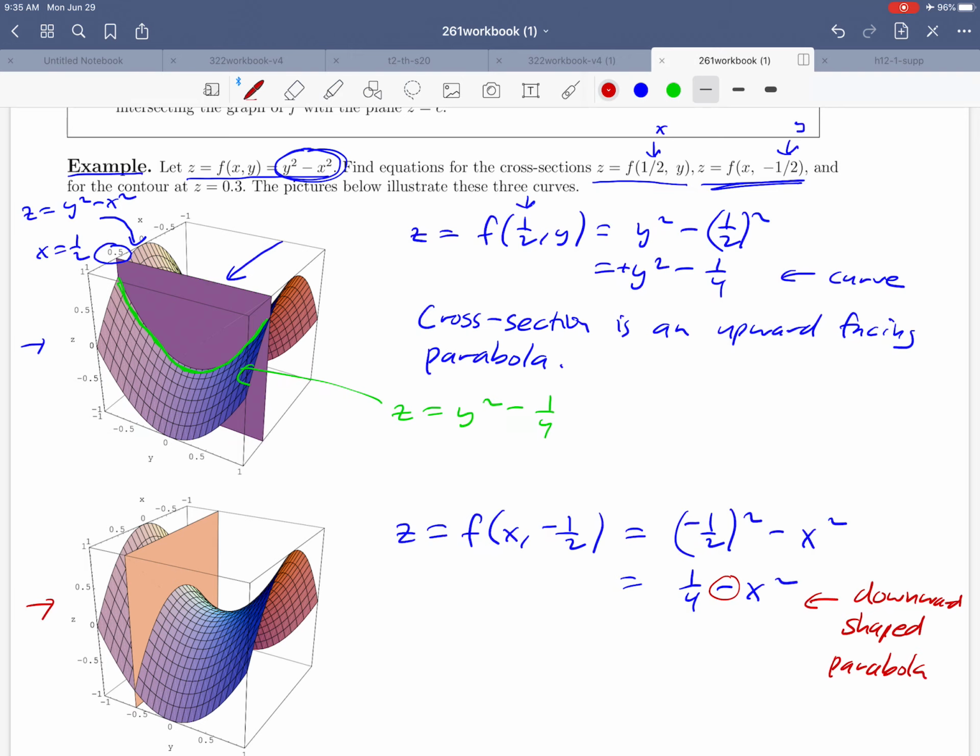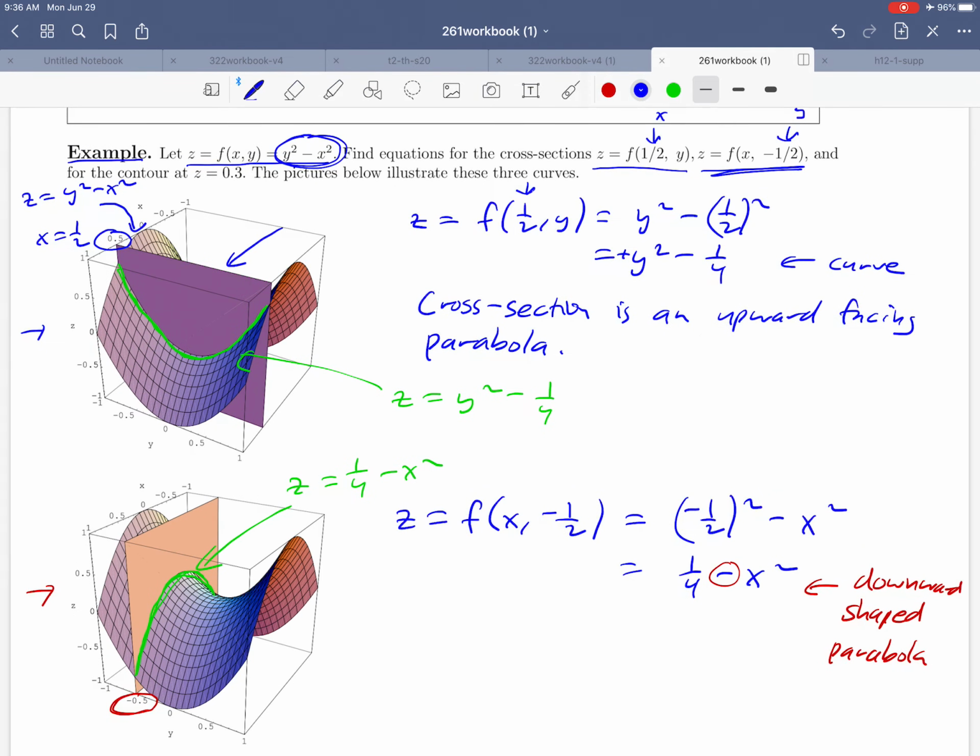This time y is equal to negative a half. There's the negative a half on the y-axis. And if we take a slice this time along that value of y, notice what we get where they intersect. There's that downward shaped parabola that we just found. Its equation would be the equation that we just wrote down to the right: z equals 1/4 minus x squared. So notice that by taking a value of x or y and making it constant, we're just generating a slice of our surface. And we can see what these slices look like visually by looking at the graph.